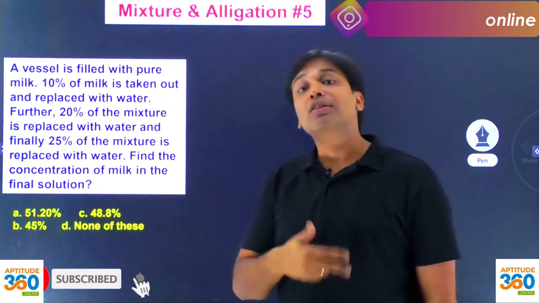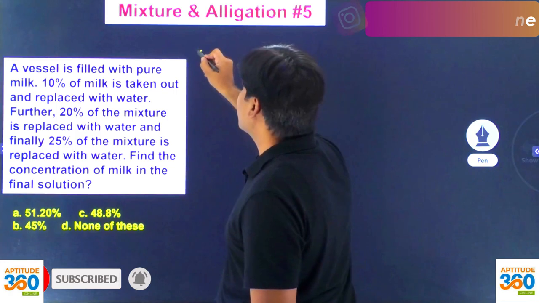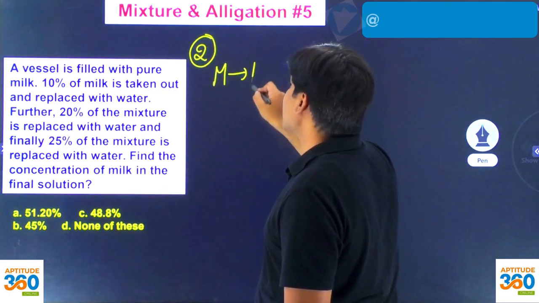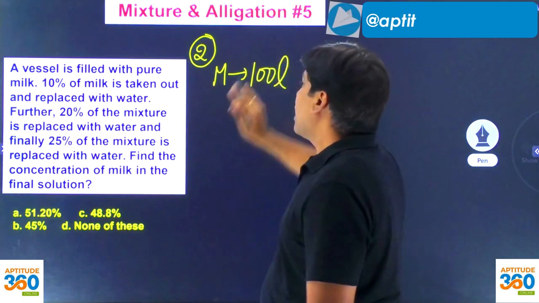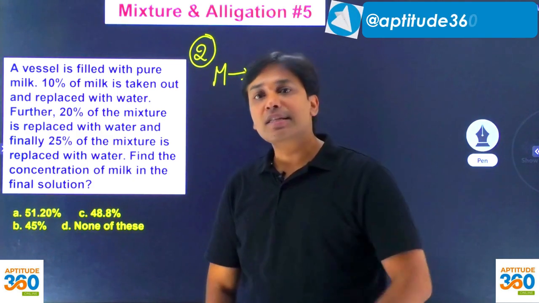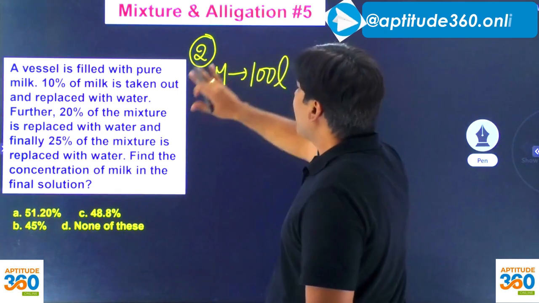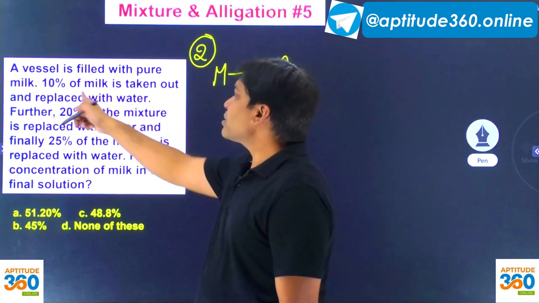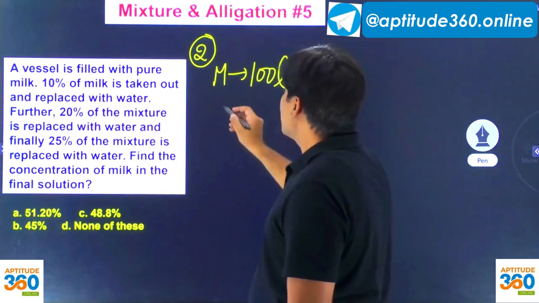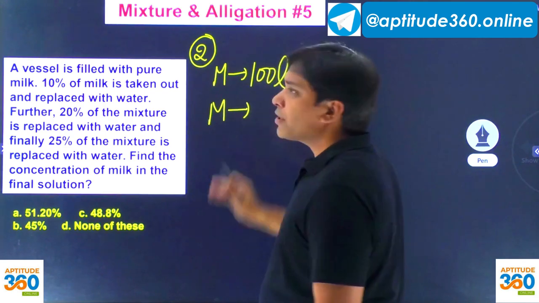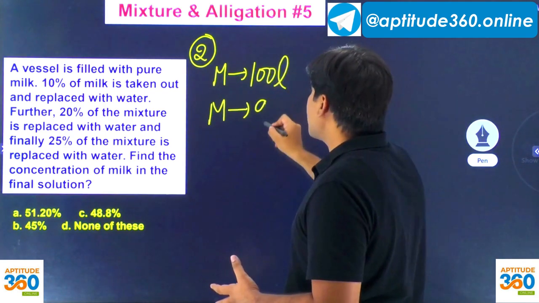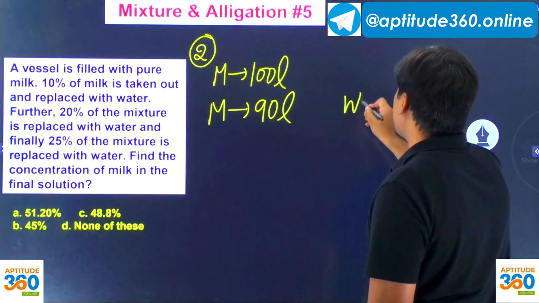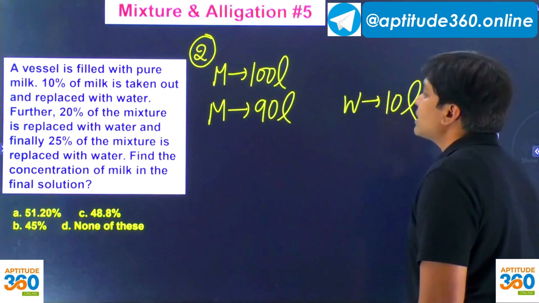So what is going to be the other method? Then I have got another method, second method. Dekhe, dhyan se isko dekho. What if I say that there is a cask container and the volume of the container is 100 liters, right? And you have got pure milk over there. And then say that 10% of milk is taken out. So 10% of 100 is 10. So what is the milk that you're left with? 90 liters. And then you replace this with water. So now water is 10 liters.